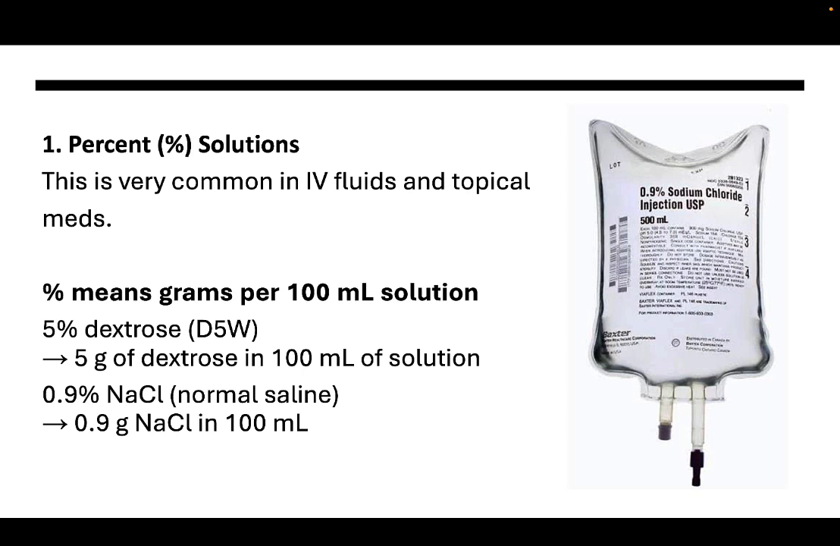And again, this is really very common in IV fluids and topical medications. We have a picture here. We talked about this 0.9% sodium chloride isotonic solution already. The percent here means grams of the solute per 100 milliliters of solution. So here, it says 0.9% sodium chloride. What that means is that for every 100 mils of solution, not the 500 that it says on the bag, we have 0.9 grams of sodium chloride.